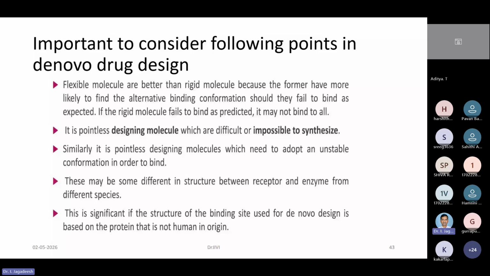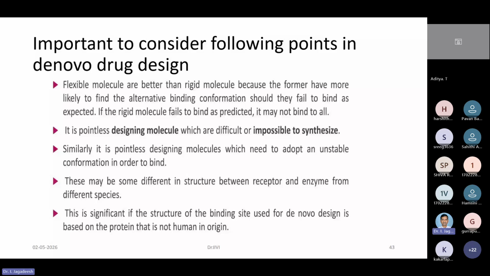It is important to consider the following points in de novo drug design because we have got three things: one is charge, another is size, and another is geometry or shape. That is the reason we cannot go simply. Some points we need to consider before taking a decision in de novo drug design because we are starting from scratch. This is a very, very important slide. So you have to see that these mistakes should not occur when we are doing de novo drug design.